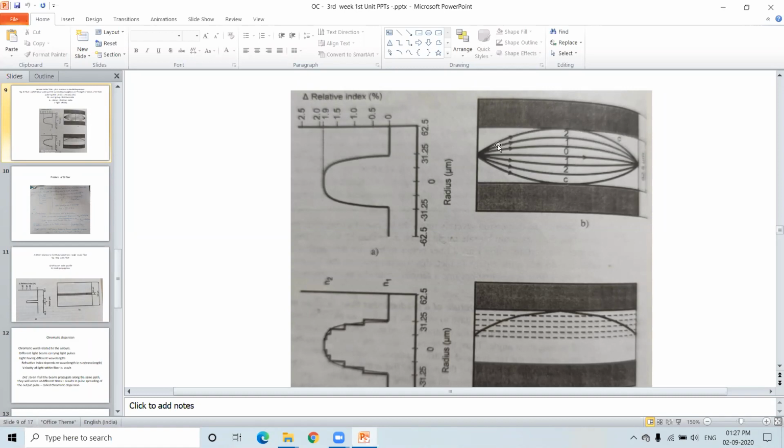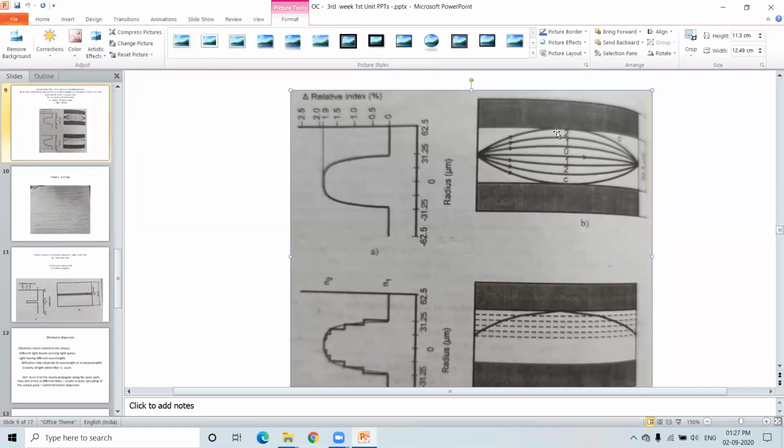Here it has to travel the long distance, the more distance. Therefore, we have to make the velocity of this very high so that it reaches at the same time. Therefore, the refractive index in this case is going to be very, very less. The refractive index of this is less.